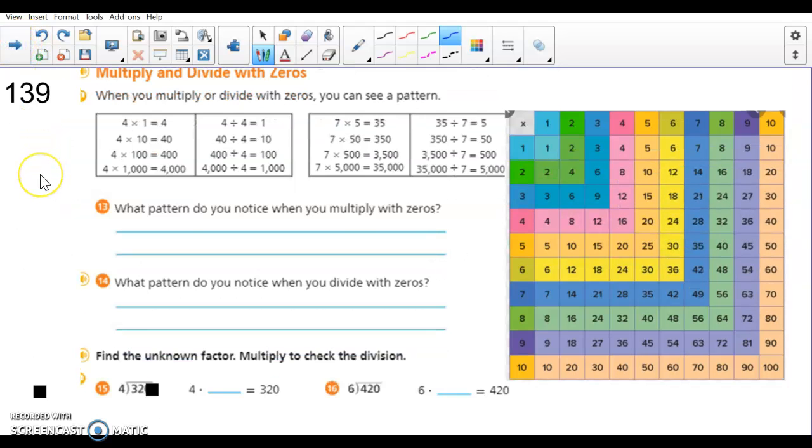All right, let's go on to page 139. What do you notice in the table when we multiply and divide with zeros? Well, one thing that we see is no matter how many zeros we start with, that's how many we need to end with. So if we don't have any zeros in our top row, we don't have any zeros in our answer, our product. If we have 1 zero in our initial multiplication, we need 1 zero in our answer. Well, if we have 2, we need 2 in our answer, right?